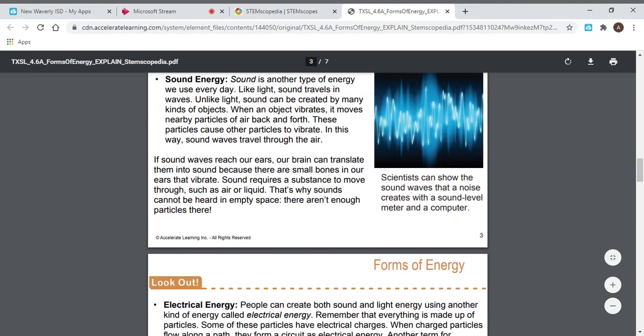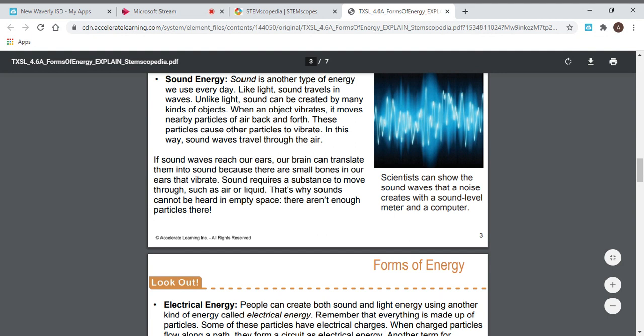Sound energy. Sound is another type of energy we use every day. Like light, sound travels in waves. Unlike light, sound can be created by many kinds of objects. When an object vibrates, it moves nearby particles of air back and forth. These particles cause other particles to vibrate. In this way, sound waves travel through the air.